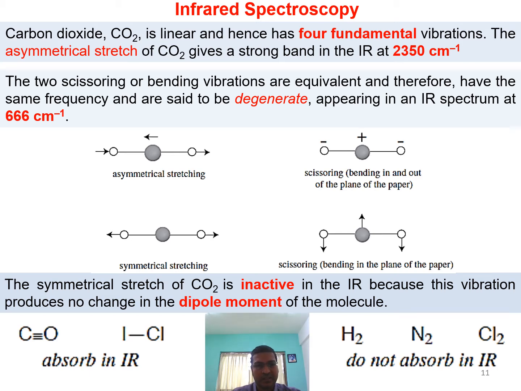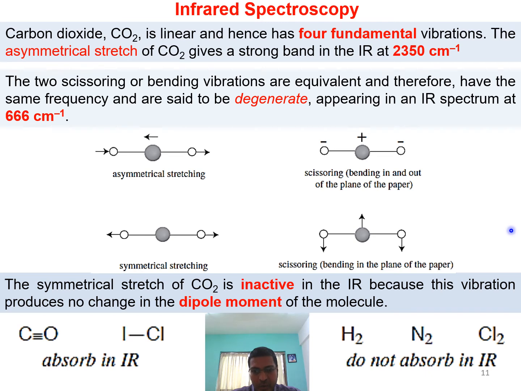Of the carbon dioxide, the two scissoring or bending vibrations are equivalent and therefore have the same frequency, so they are degenerate, appearing in the infrared at 666 centimeter inverse. Here is a pictorial representation of the bending and stretching vibration. If you follow the arrows of the carbon dioxide, you get that.